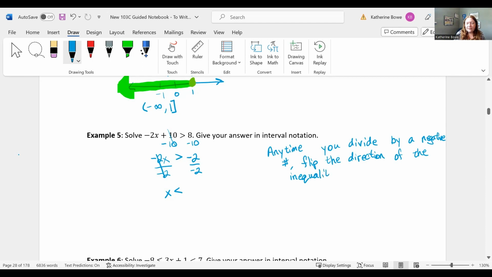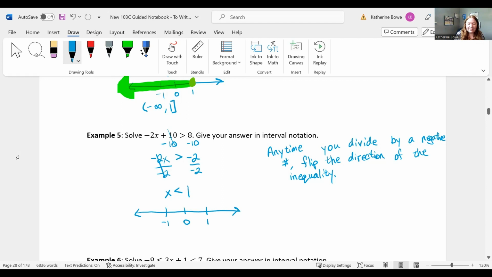So this problem started out as greater than, and now it's a less than because I divided by a negative number. And on the right, my negative 2 divided by negative 2 is 1. I just kind of randomly made this one up, so it's kind of weird that it came out so similarly to the last question, but that's okay.